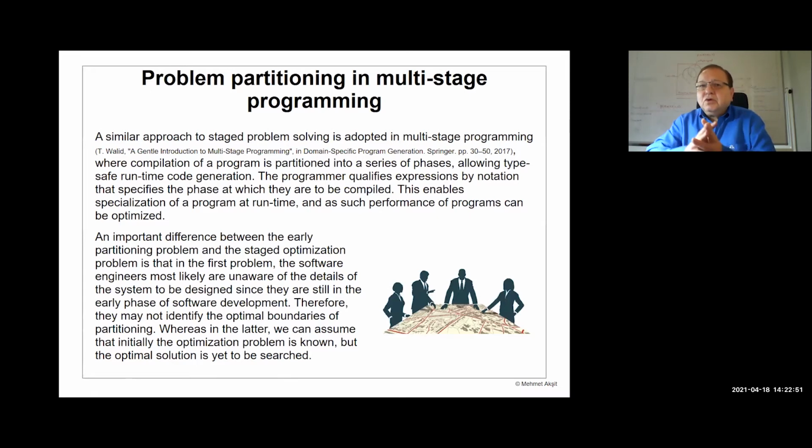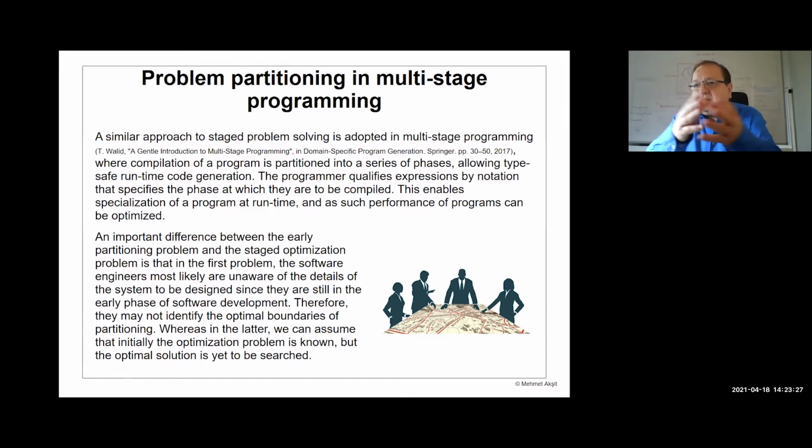There is also so-called multi-stage programming, where compilation of a program is partitioned into a series of phases, allowing type-safe runtime code generation. The programmer qualifies expressions by notation that specifies the phase at which they are to be compiled. This enables specialization of a program at runtime, and as such, the performance of programs can be enhanced.